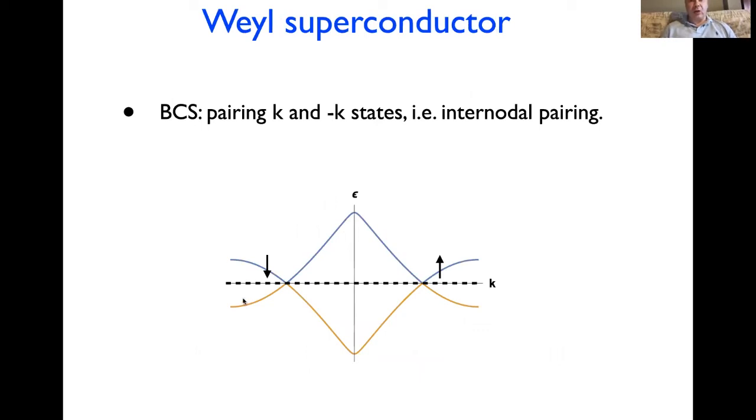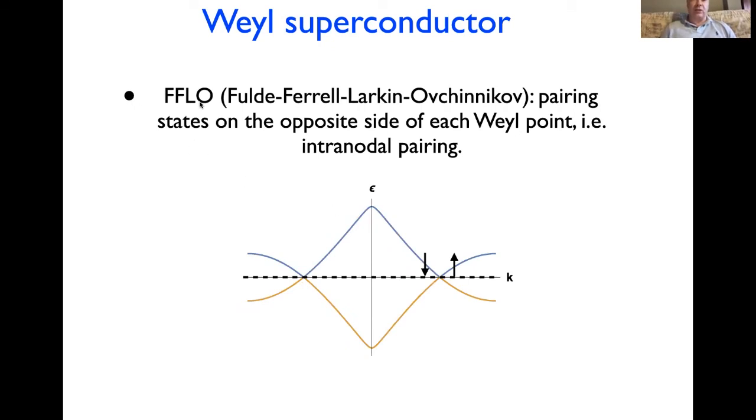So the first thing we have to start from is the BCS superconductor. There are actually two types of superconducting states that we can imagine in this system. One is the standard BCS superconductor, where I pair states at momentum k and minus k, with spin up and spin down. This means that the pairing is between the two nodes, so I can call this internodal pairing. And the other one is basically a type of Fulde-Ferrell-Larkin-Ovchinnikov superconductivity, where I pair states on the opposite sides of each Weyl node independently. This is FFLO because the Cooper pair in this case is going to carry a finite momentum, which is just the momentum of the corresponding Weyl node.